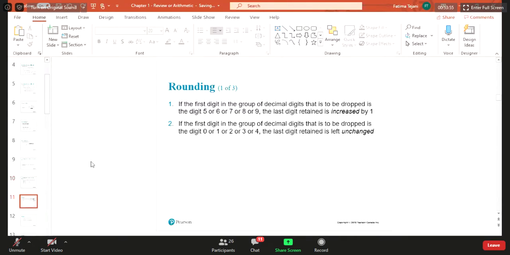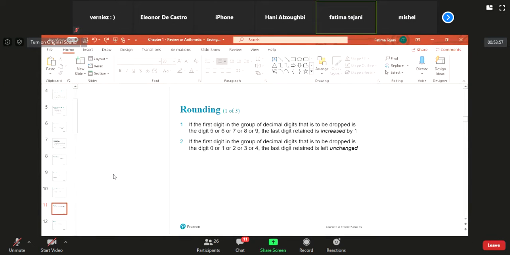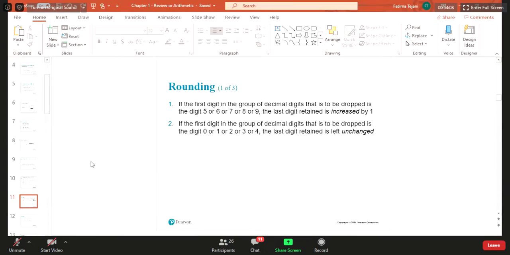So if the first digit in the group of decimal digits that is to be dropped is a digit 5 or 6 or 7 or 8 or 9, the last digit retained is increased by 1. We all know, right? When you round it off, if the next immediate digit is 5 or greater than 5, we add one more and round it off. If the first digit in the group of decimal digits that is to be dropped is digit 0, 1, 2, 3 or 4, the last digit retained is left unchanged. So if it is 4 or less than 4, we just keep it the same, right?